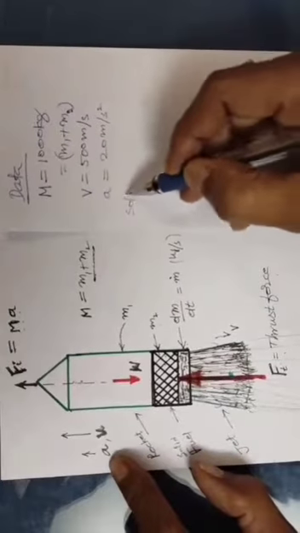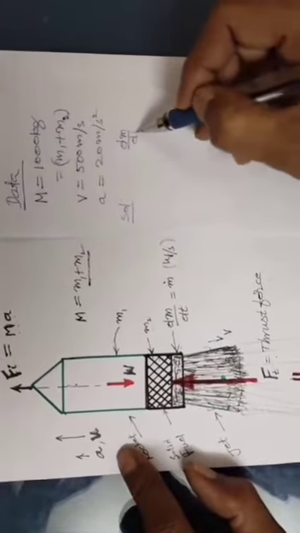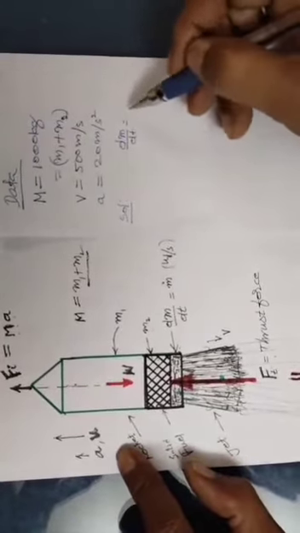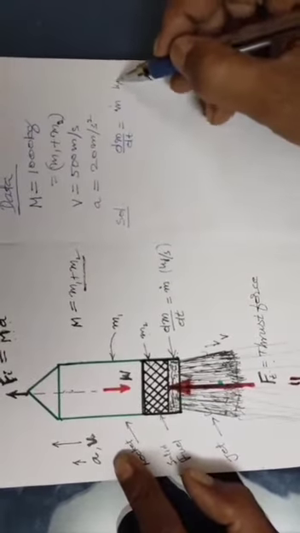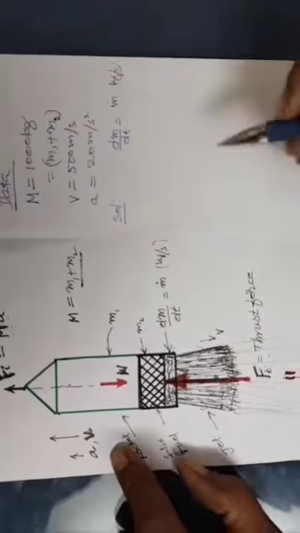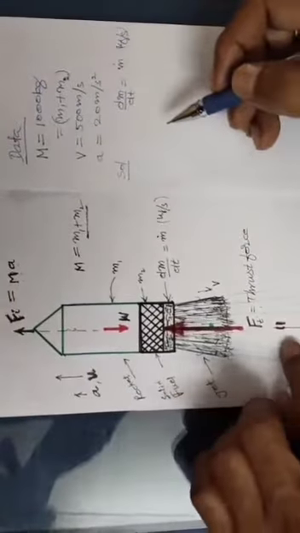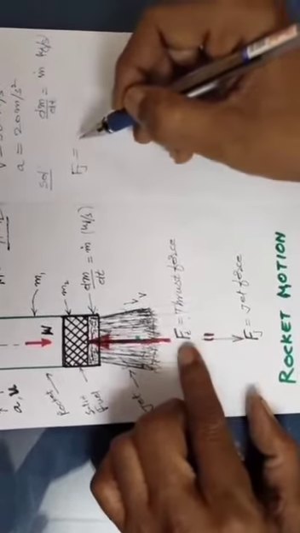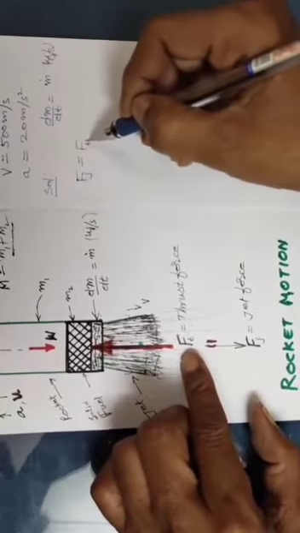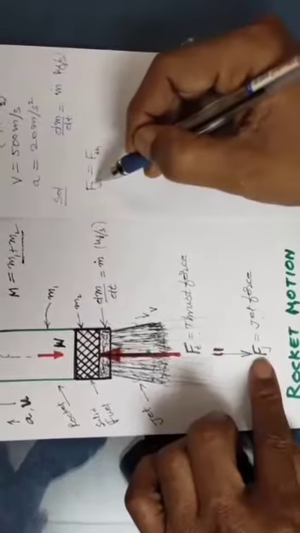Then the solution: you have to find dm by dt, the rate of fuel burn, that is m dot, so many kgs per second. You have to find this. So we equate this by balancing the forces about the y-axis. The first one is Fj. Fj is equivalent to Ft, that is thrust force. Thrust force is exactly equivalent to jet force.